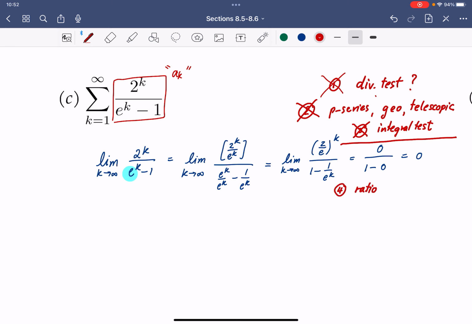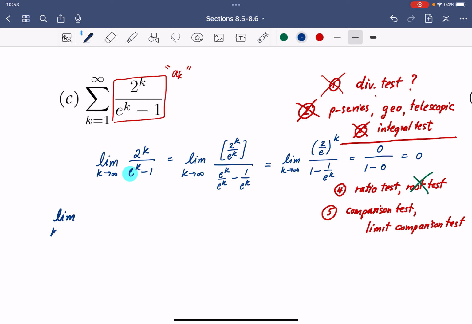Can you use the ratio test or the root test? I'm pretty sure I don't want to use the root test, because you have minus 1 here. If you take everything to the 1 over k, it will not help because of the minus 1 there. And also the ratio test. Or number 5, you also have the comparison test and limit comparison test. You can try using the ratio test if you want to, but the limit is going to go to 1. So I'm going to try the ratio test here and show you it will not work.